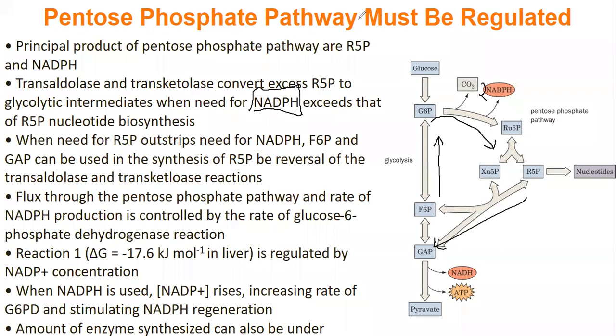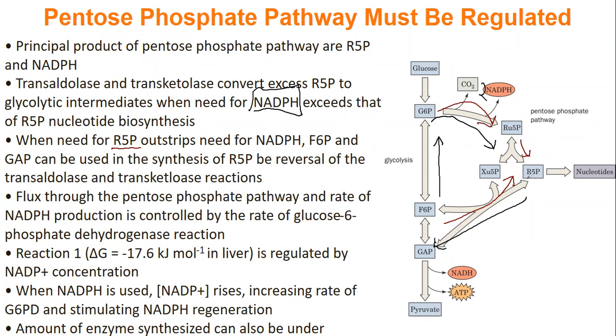If we want to make ribose 5-phosphate, which I'm going to use in this dark red, then we're going to go the opposite way. Well, G6P is still going to make ribulose to make ribose, but our fructose 6-phosphate and our GAP will go and make ribose as well. So you can see, based on what we need, we can do different things with our metabolites.